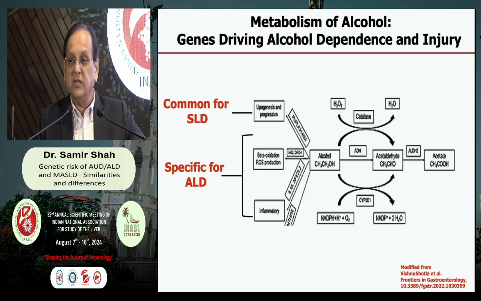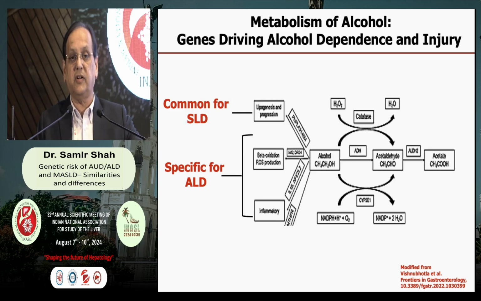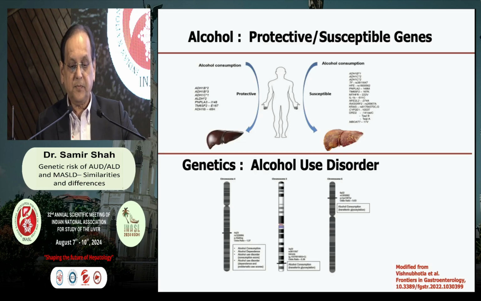Now alcohol causing steatotic liver disease, lipogenesis and progression related to that, these genes are common to steatotic liver disease of the metabolic variety. So there are some common genetic factors which involve alcoholic steatotic liver disease and metabolism associated liver disease.